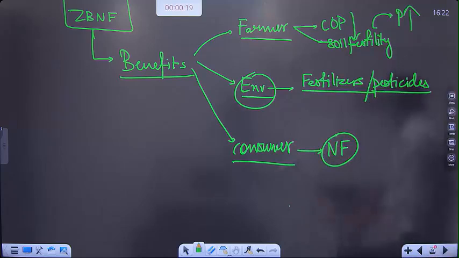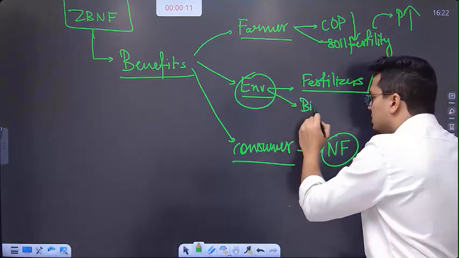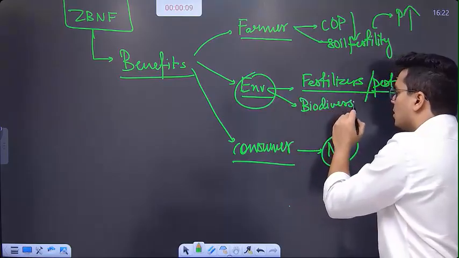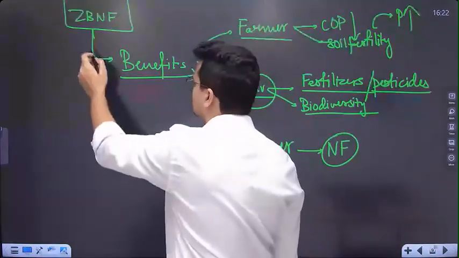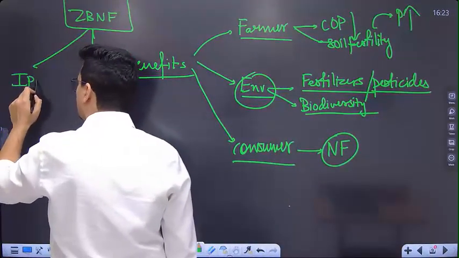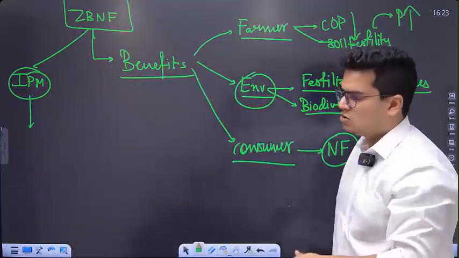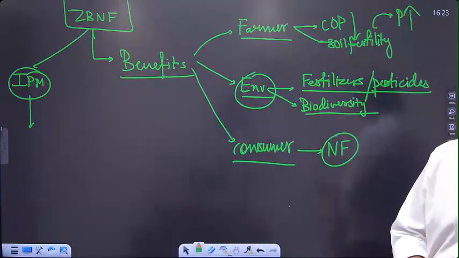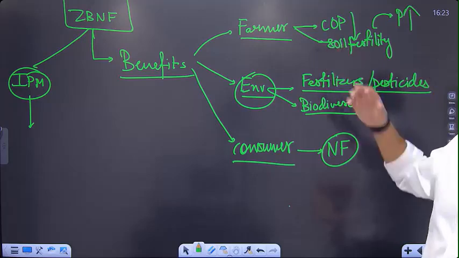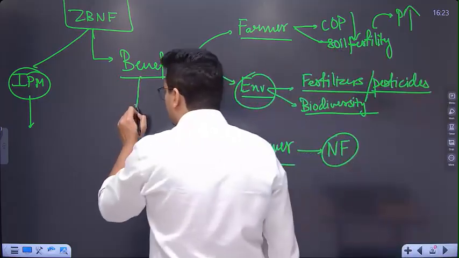What else? Yes, it is going to promote biodiversity, because the idea of integrated pest management is akin to the idea of zero budget natural farming. So it is going to promote biodiversity for sure. What else? Soil aeration, soil fertility, we have already seen. Thank you. Write it in benefits.